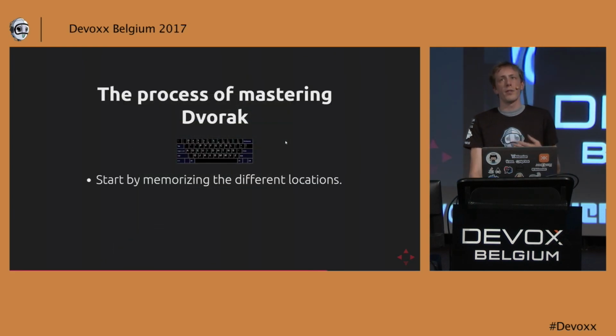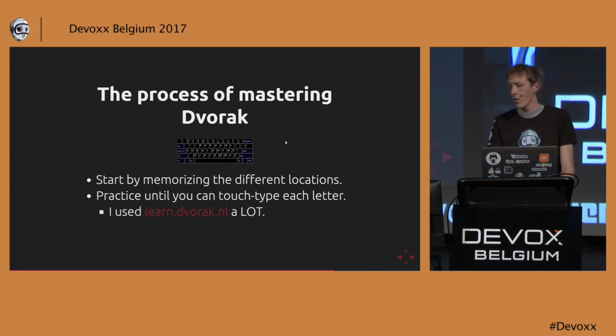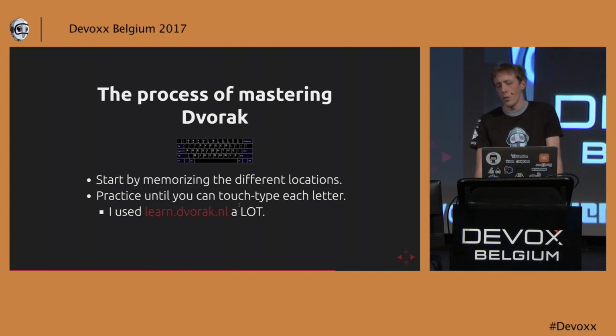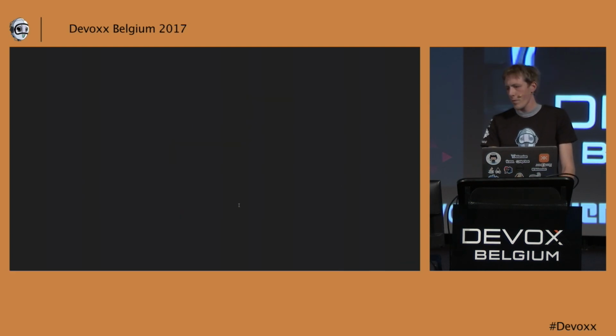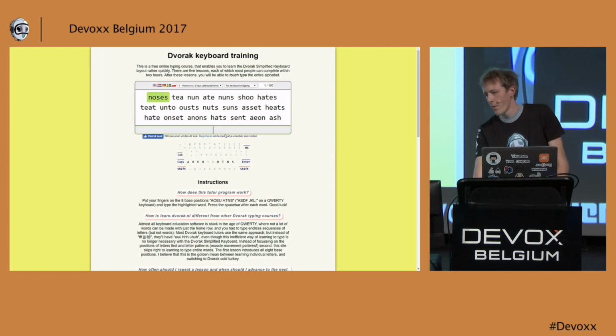How did I try to master Dvorak? This is how you should do it, according to me. You should start by memorizing the different locations of the letters and just practice until you can touch type them, so you don't need to look at your keyboard anymore. I use this website. This is a Dutch website where you can just start out very easy and try to do more difficult stuff later on. It's like this. It's very small, sorry.